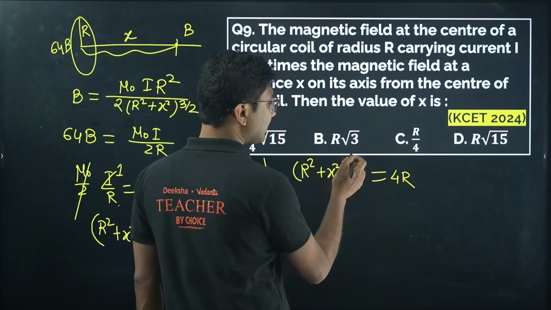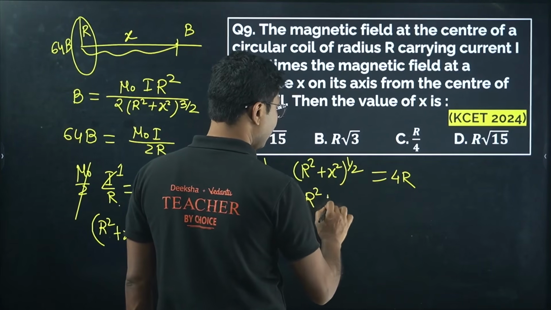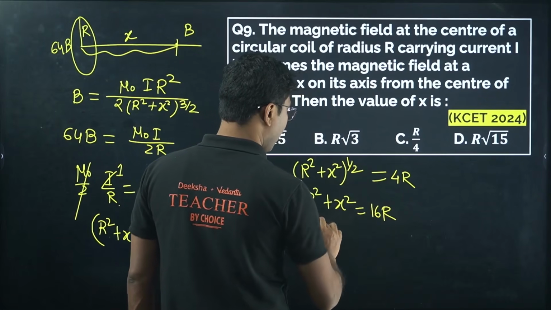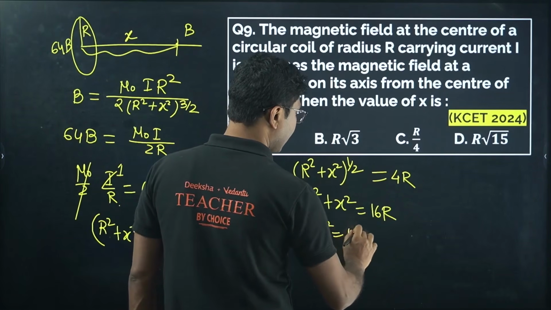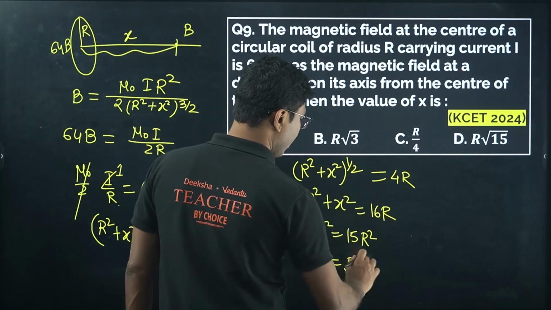Now there is a power half, so you have to square both sides. You get r square plus x square equals 16r square, or x square equals 15r square, or x equals square root of 15 r. Okay, this is a KCET question.